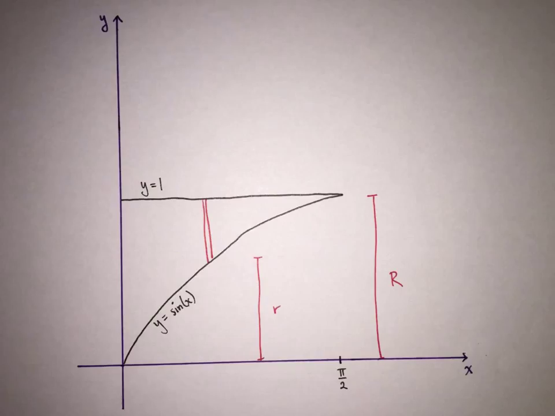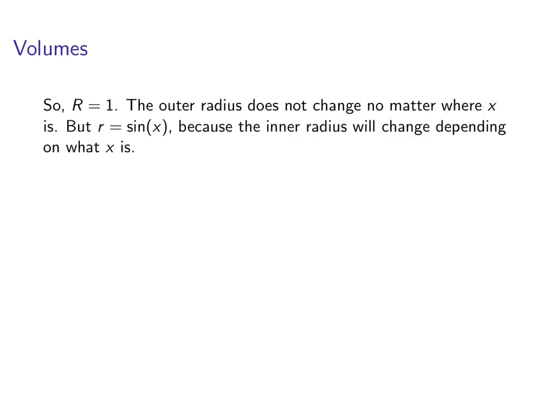Okay, so there's an outer radius and an inner radius. And the inner radius depends on where the slice is. As we move to the right, that inner radius is going to get bigger. So the outer radius is always 1, no matter where the slice is. But the inner radius is sine x. It's the distance from the curve to the horizontal axis. That inner radius will change depending on what x is.